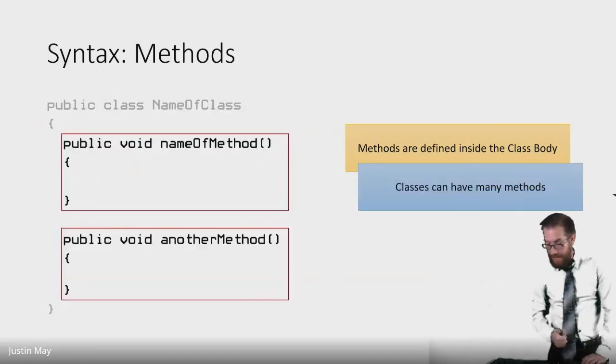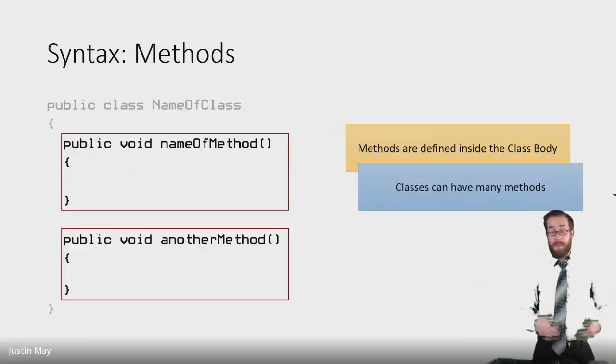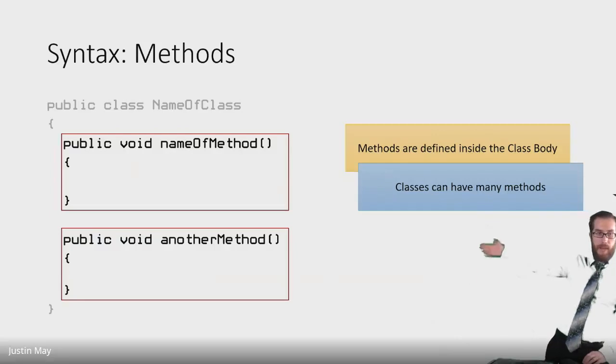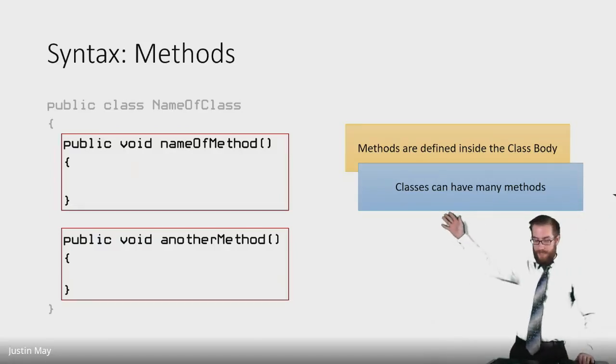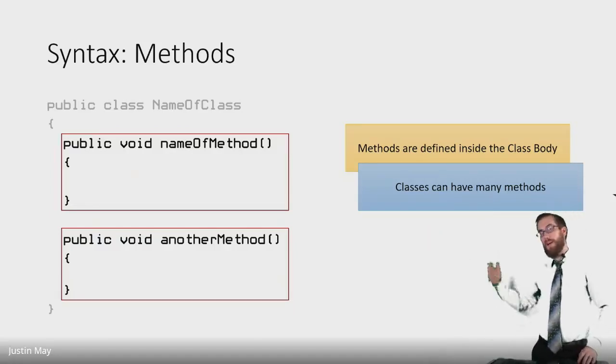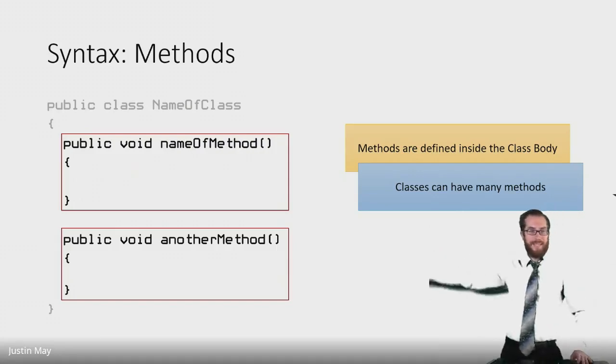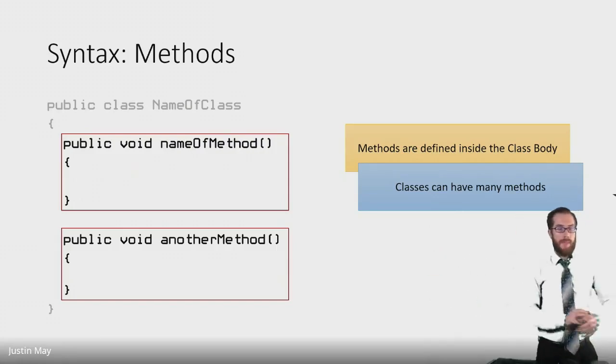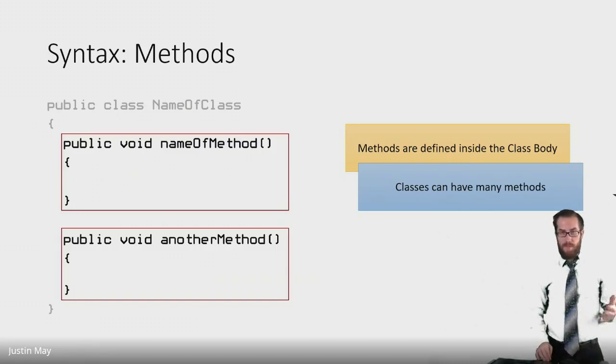You can have as many methods as you want in a class, as many methods as you need. Each method will have a different name, and they're all going to go inside the class. You wouldn't write a method inside another method. So they're all indented at the same level, and they go one after the other. The order of the methods doesn't matter, as long as they're all in the same class.